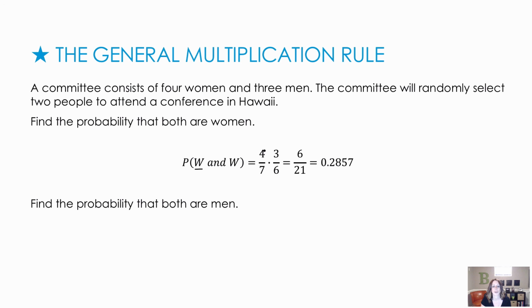The second one, that both are men, is going to look very similar, except that the 3 starts out on top because there are only 3 men to begin with, so 3 out of 7 and then 2 out of 6. Again, multiplying and turning that into a decimal, I get 0.1429. So there's essentially a 28.6% chance that both are women, a 14.3% chance that both are men, and of course the rest would be that there's 1 man and 1 woman.